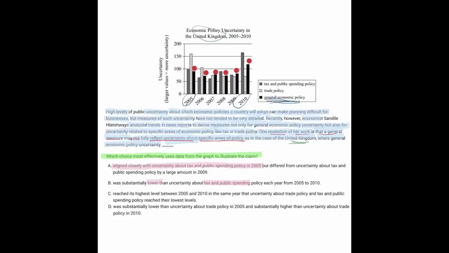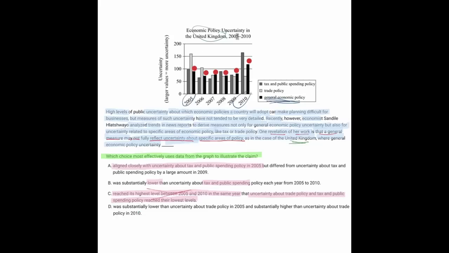So going to answer choice C now. General reached its highest level between 2005 and 2010. It reached its highest level between 2005 and 2010. In the same year, that uncertainty about trade policy and tax and public spending reached their lowest levels. So did it reach its highest in 2005? That's already wrong. General did not reach its highest level in 2005.